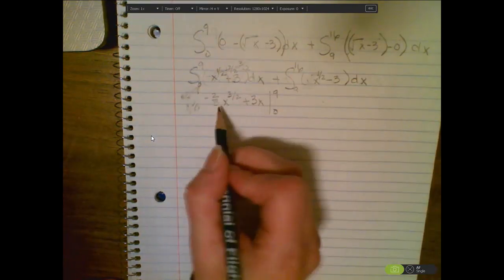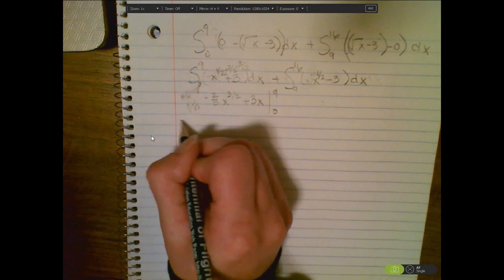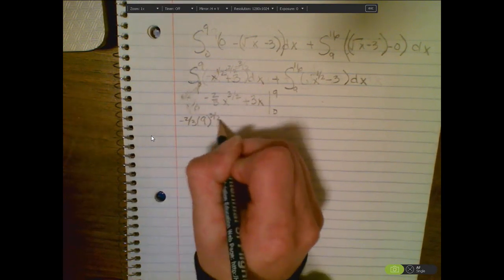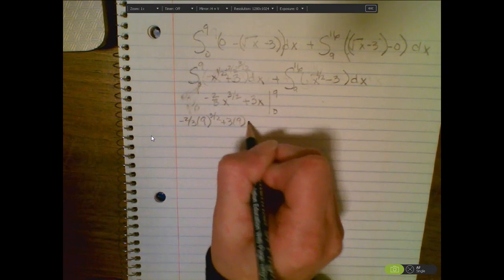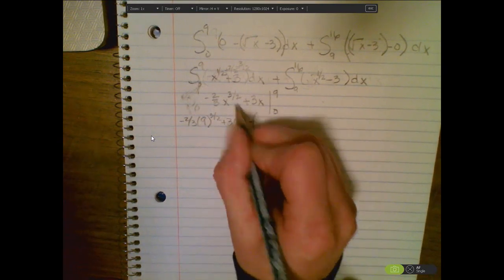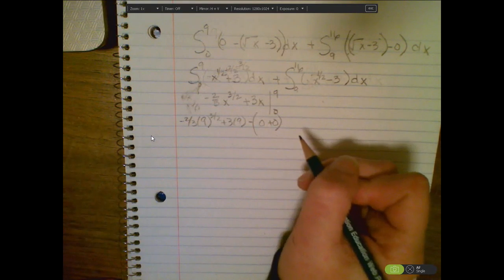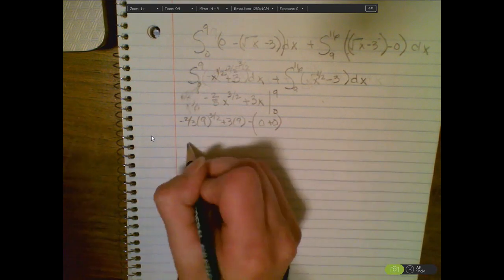Okay, so now what I do is I apply this 9 first to here. It's negative 2/3, 9 to the 3/2 plus 3 to the 9 minus. This all becomes 0 plus 0. Okay, that's all going to go away. That's nice. The other half is not going to be so nice, I can tell you that.